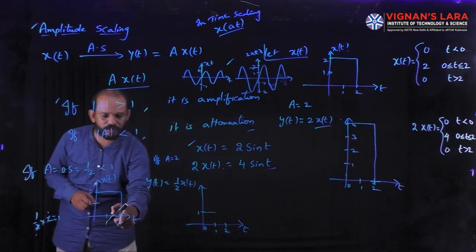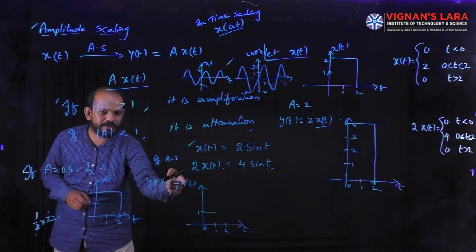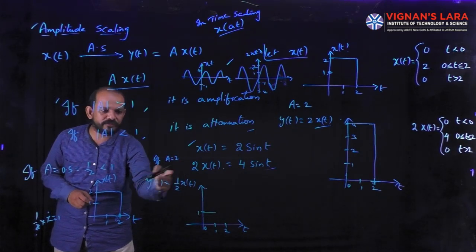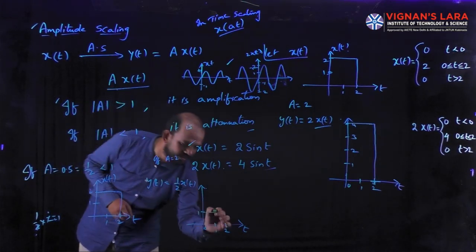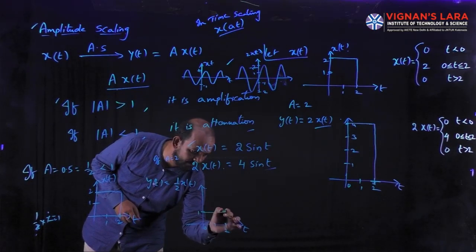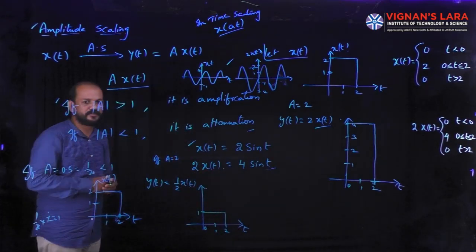At 2 also, the amplitude is 2 for x of t. I need y of t. Y of t is 1 by 2 into x of t, 1 by 2 into 2, that is again 1. Okay. So simply we can write like this.